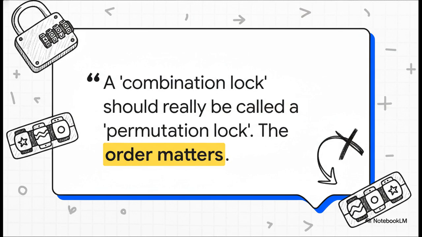But think about it for a second. If your code is 10, 20, 30, you can't just dial in 30, 20, 10 and expect it to open, right? The order is absolutely crucial. So technically, it's a permutation lock. And that one little idea, that's the key to understanding everything else.